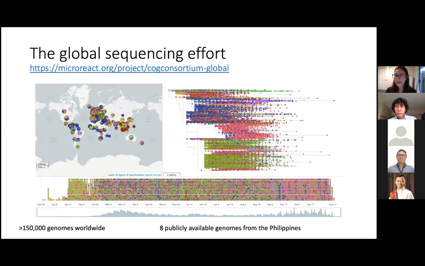At this stage, the tree is getting quite crowded. So unless you've got a specific question in mind, this can be a bit overwhelming. And also in the bottom here, we've got a timeline showing sample collection over time, which is completely flooded with samples now, which is positive, I think. So there are now about 160,000 publicly available COVID genomes worldwide, 8 of which are from the Philippines.